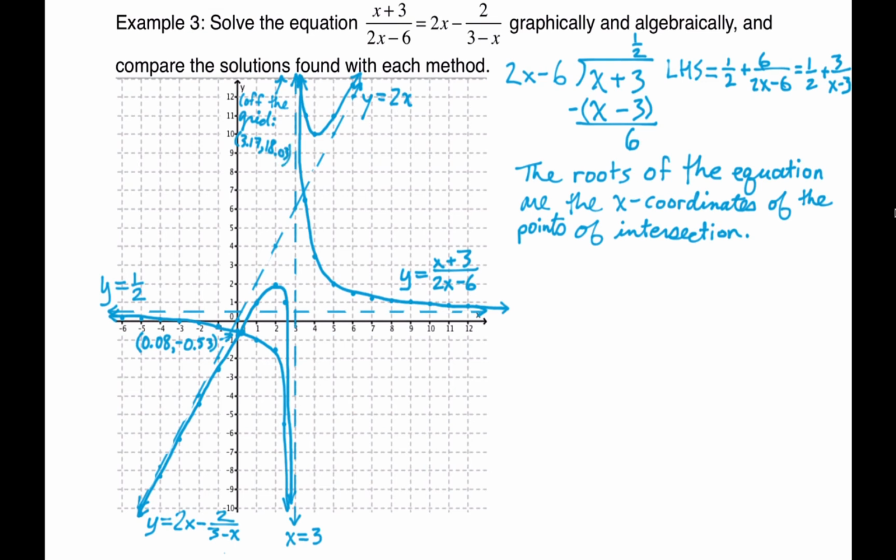And now it's off the grid, unfortunately. My apologies. I should have made my y-axis go up a little bit higher, but you'd find that at x = 3.17, the left-hand side function and the right-hand side function cross each other. So those are the two roots of the equation.